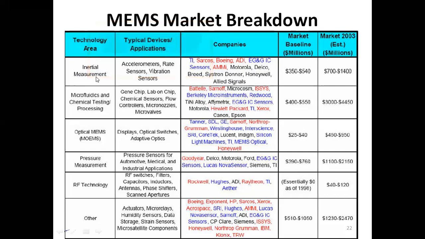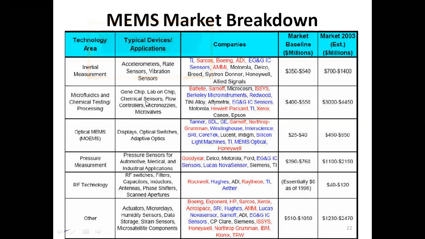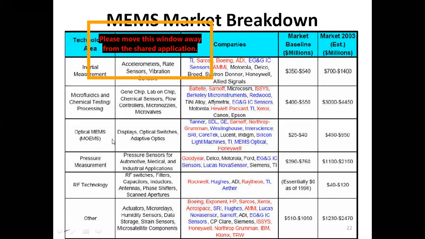And the inertial measurements market baseline was $350 to $540 million, and that was the estimate way back in 2001 or 2002. Microfluidics and chemical testing processing. The well-known products are gene chip, lab on a chip, chemical sensors, flow controllers, micro nozzles, micro valves, and these are the companies who are working on producing these devices.